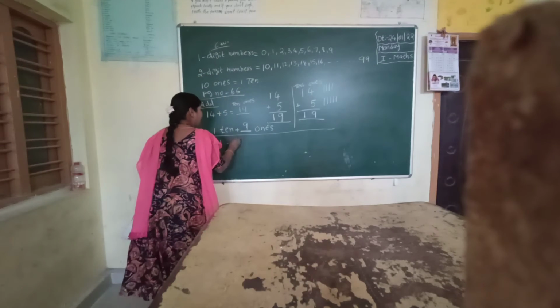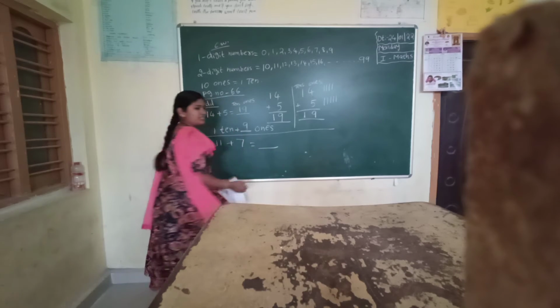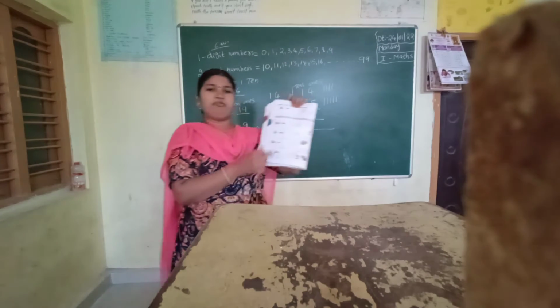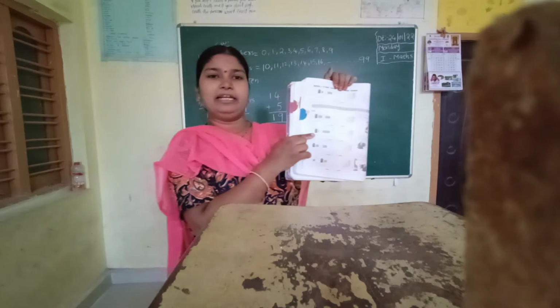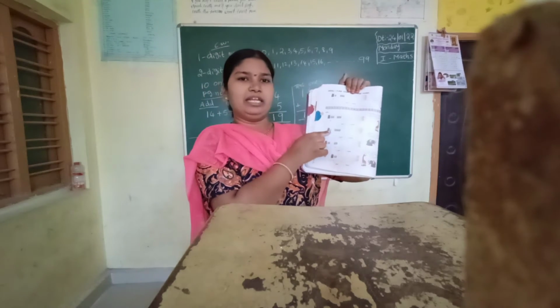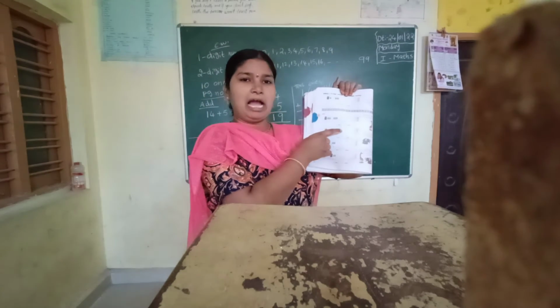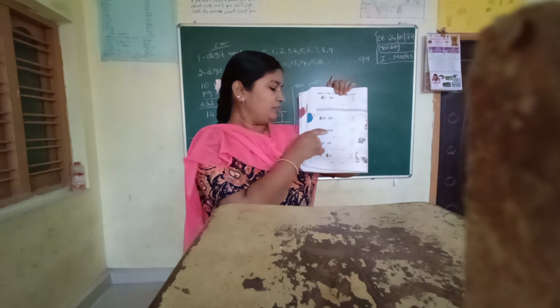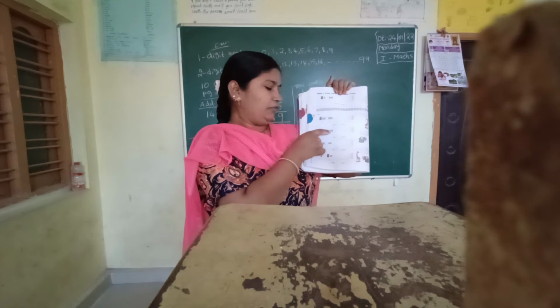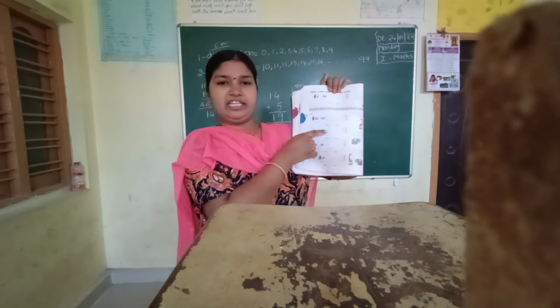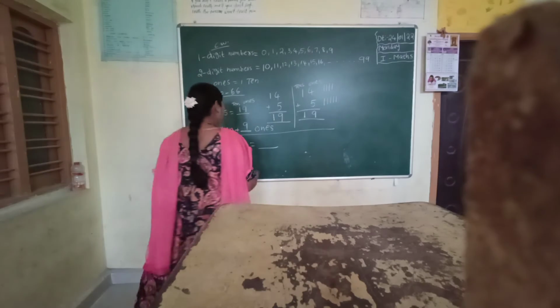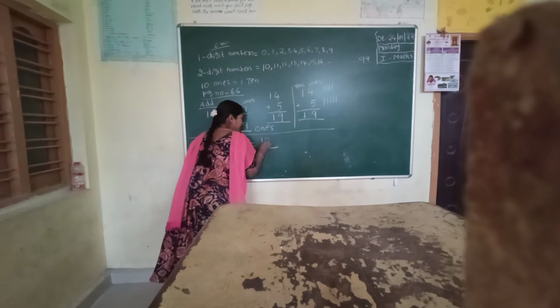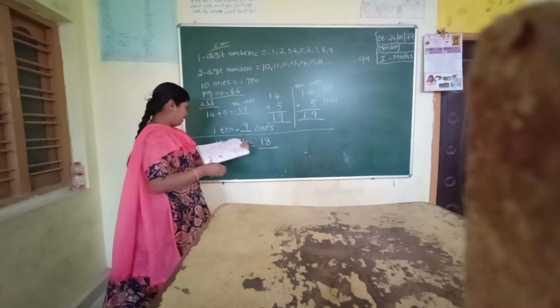Okay, now you have to count all the pencils. First bundle of pencils means 10. After 10 comes 11, and you have to count continuously: 12, 13, 14, 15, 16, 17, 18. What is the answer, children? 18.